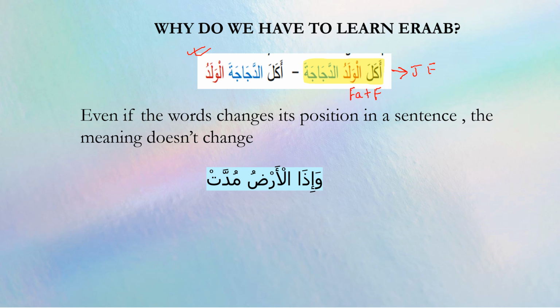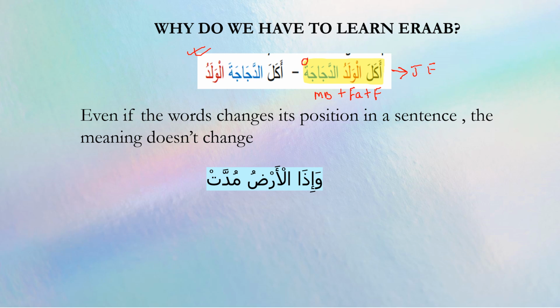And when you have your fa'il and maf'ul bihi, look for the maf'ul bihi. Maf'ul bihi always has a fatha. Now you know the meaning. The doer is doing the action of eating on what? On the dajaja. So you know the meaning of the sentence: the boy ate the hen, the chicken, you can say. The dajaja is actually the female chicken.